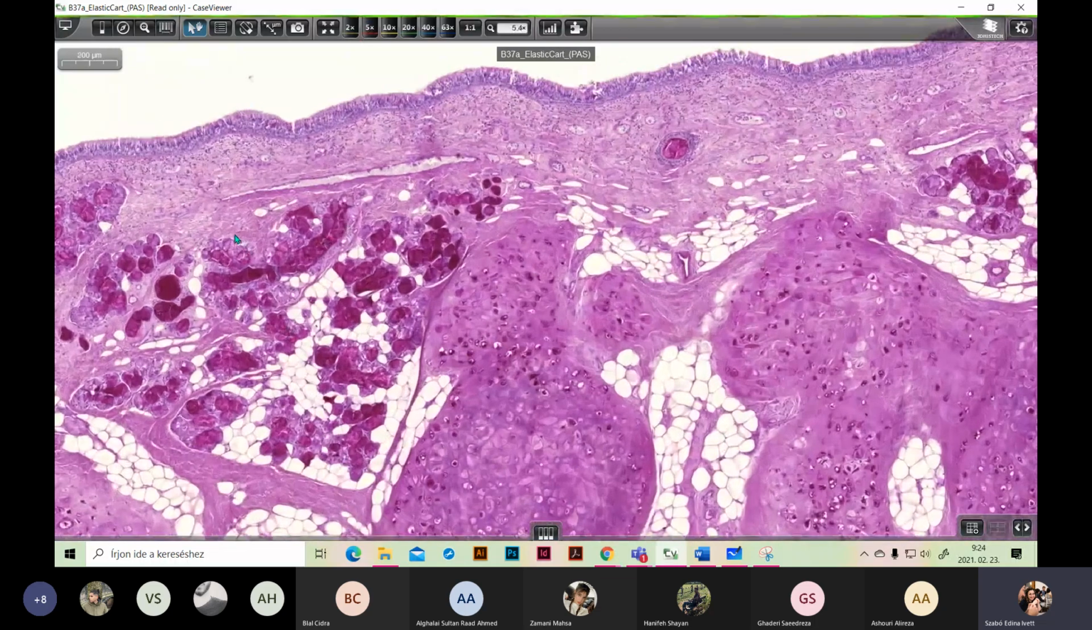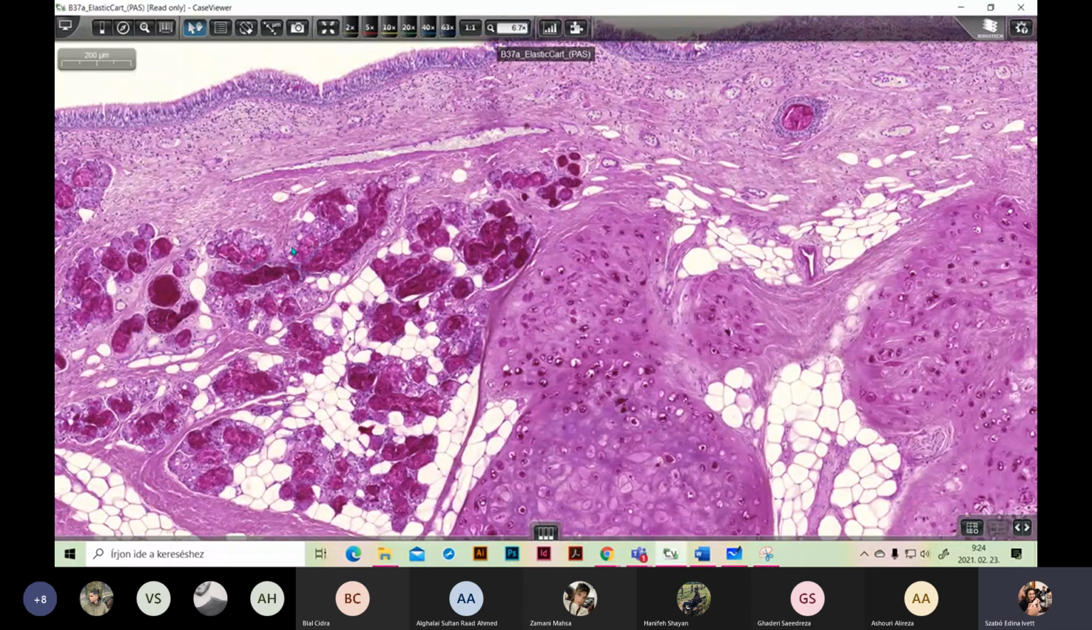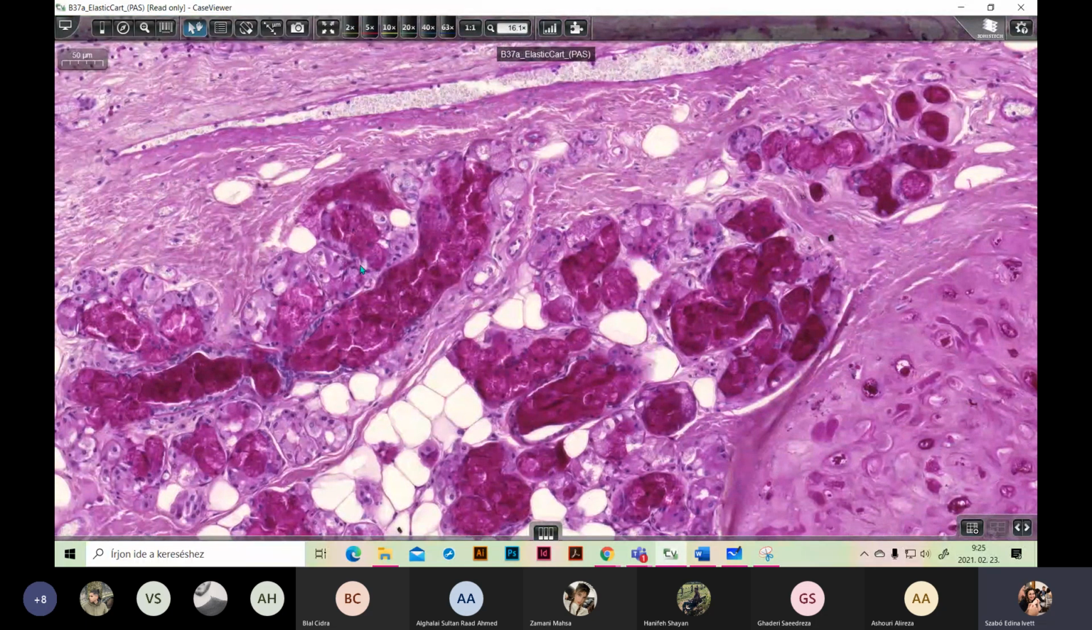Before that, what is the staining? I mentioned that it's a PAS-H staining. What is the dominating color? What is the extra color? This purple color is caused by PAS staining. PAS staining is combined with hematoxylin. We use hematoxylin to stain the nuclei. If I'm going closer, you can see the nuclei with basophilic color.